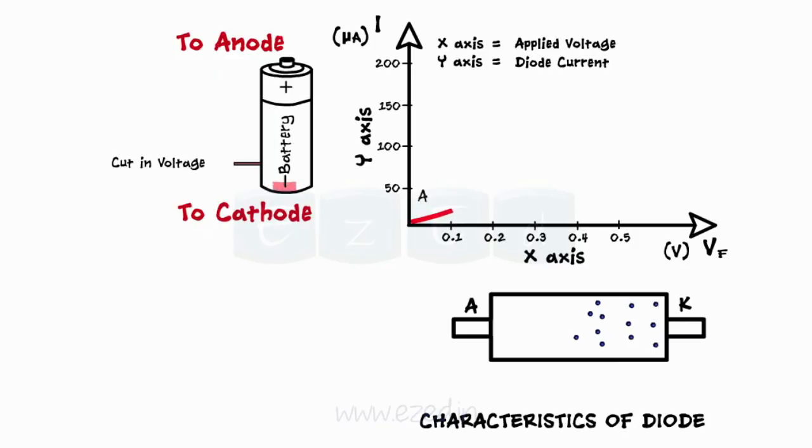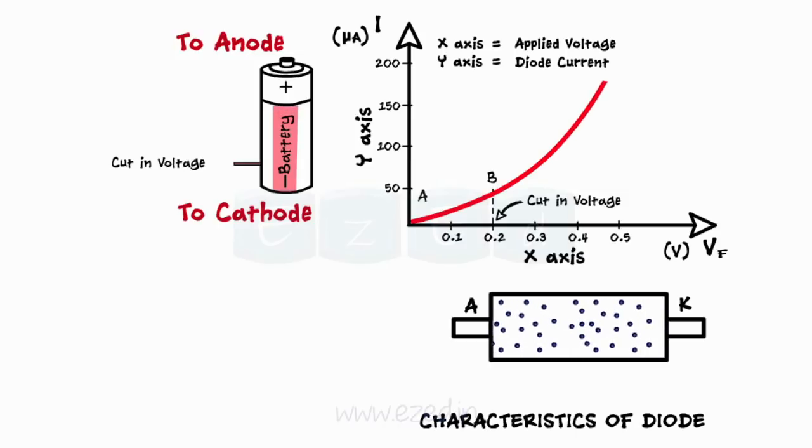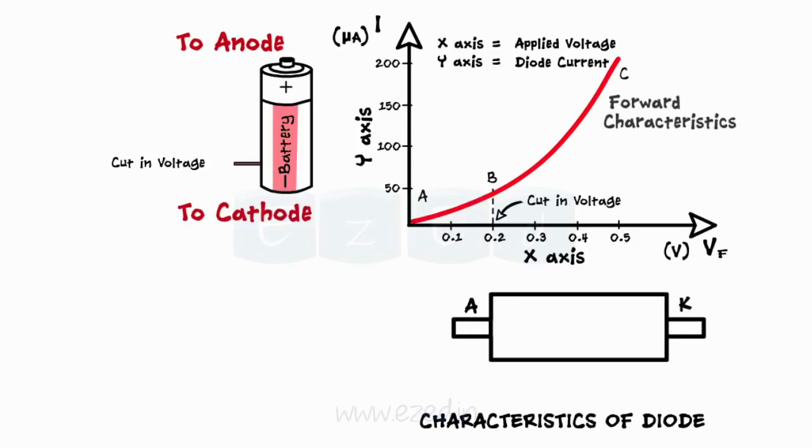When the diode is operated in forward bias mode, current flowing through the diode between A and B remains at a low level. But as soon as the external voltage crosses the junction potential value or cut-in voltage, the flow of the current rises from point B to point C. This graph is called the forward characteristics of a diode.